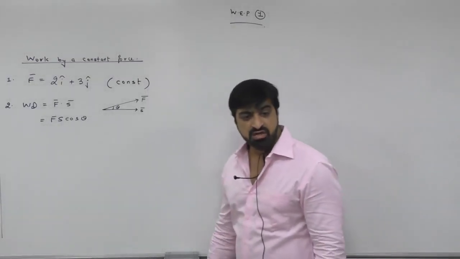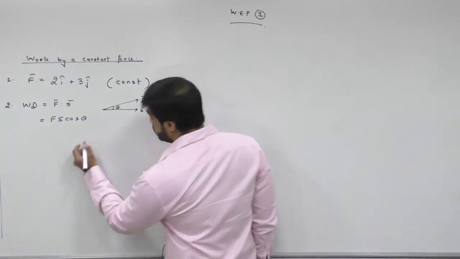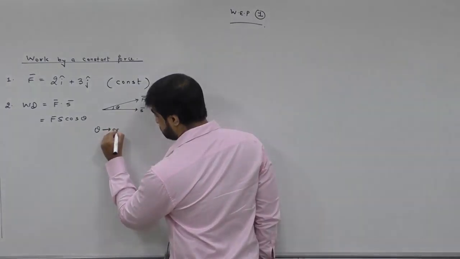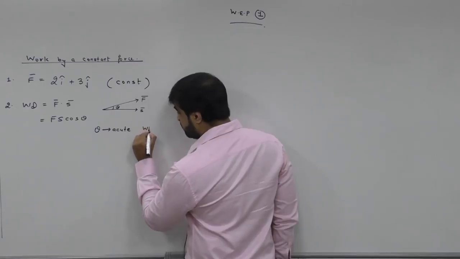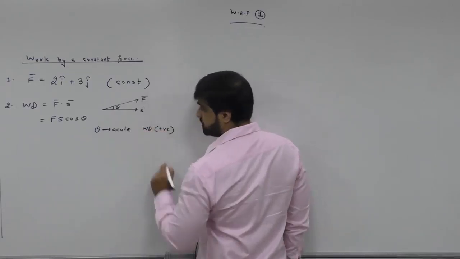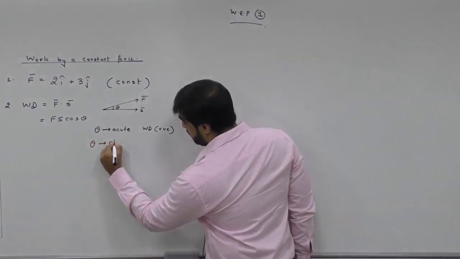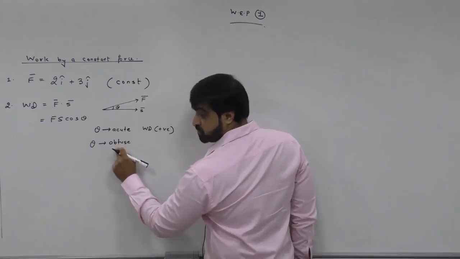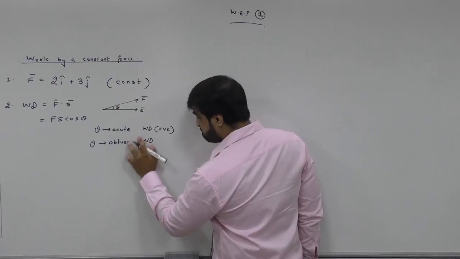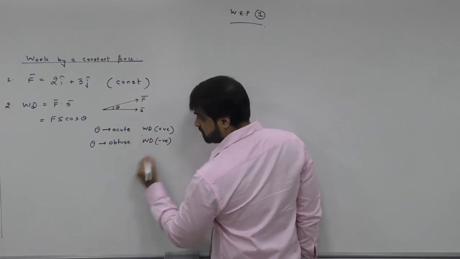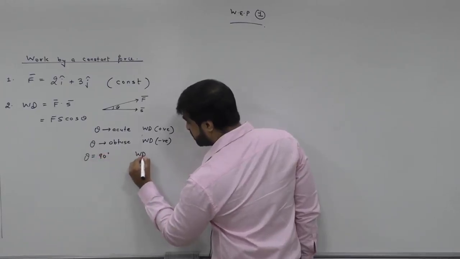Theta can be acute, theta can be obtuse, and theta can become 90 or 0, whatever it is. If theta is acute, cos theta will be positive, so work done will also be positive. If theta is obtuse, cos theta will be negative, so work done in that case will be negative. And if theta is 90, work done will become 0.